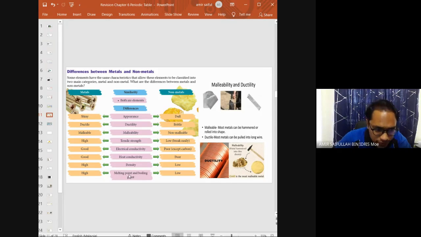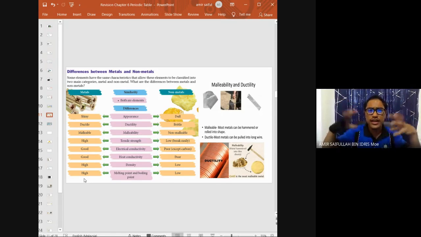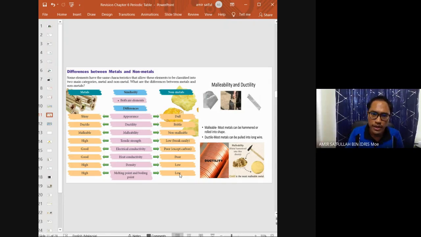And melting point and boiling point. For metal is very high. You need a very, very high temperature in order to melt them. Okay, you cannot melt iron easily. You need a very high temperature, up to 1000 degrees, up to 2000 degrees Celsius only you can melt them. So they have a very, very high melting point. Whereas for oxygen, for most of the gas, you see why are they gas? Because they already become a gas at room temperature. So they have a low boiling point and also low melting point.